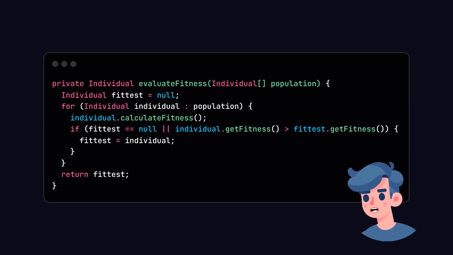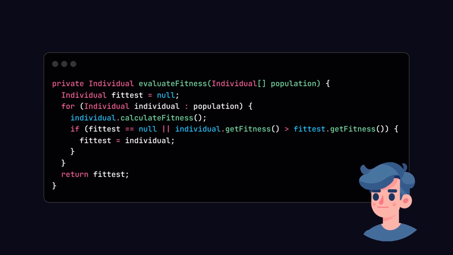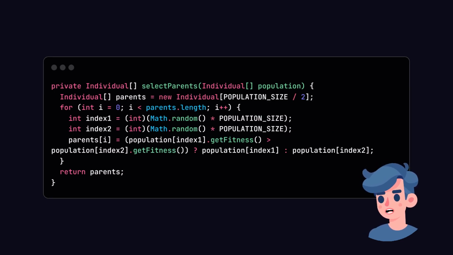With our population initialized, we need a method to evaluate the fitness of each individual in the population. This method will calculate fitness and also keep track of the individual with the highest fitness. Now we need a selection process to choose individuals to be parents for the next generation. We will use a simple tournament selection method for this implementation.